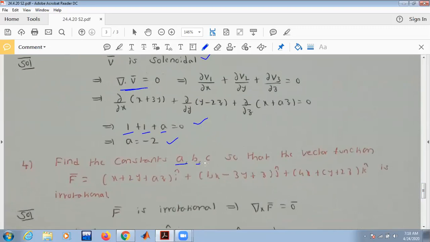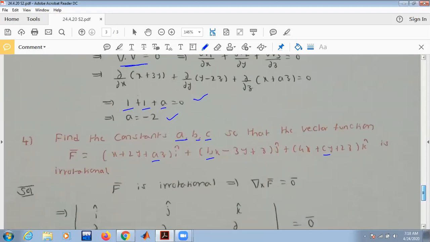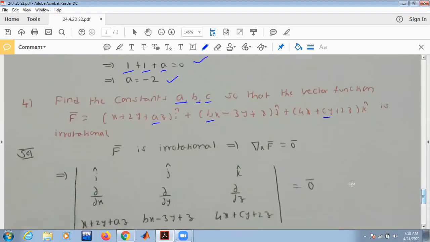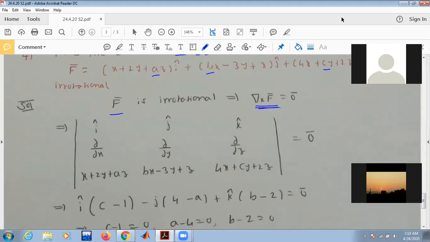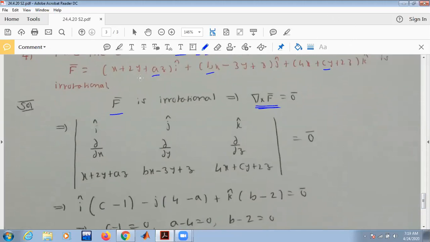Now read the fourth problem. Find the constants a, b, c so that the vector function is irrotational. Where are the constants a, b, c? A is here, b is here, c is here. You have to find these constants so that the vector is irrotational. What do you mean by an irrotational vector? We say a vector is irrotational if and only if the curl of the vector is 0 bar. The formula for the curl is the determinant with i, j, k; dou by dou x, dou by dou y, dou by dou z; then the first, second, and third components of the vector. The first component is x plus 2y plus az. The second component is bx minus 3y plus z. The third component is 4x plus cy plus 2z.